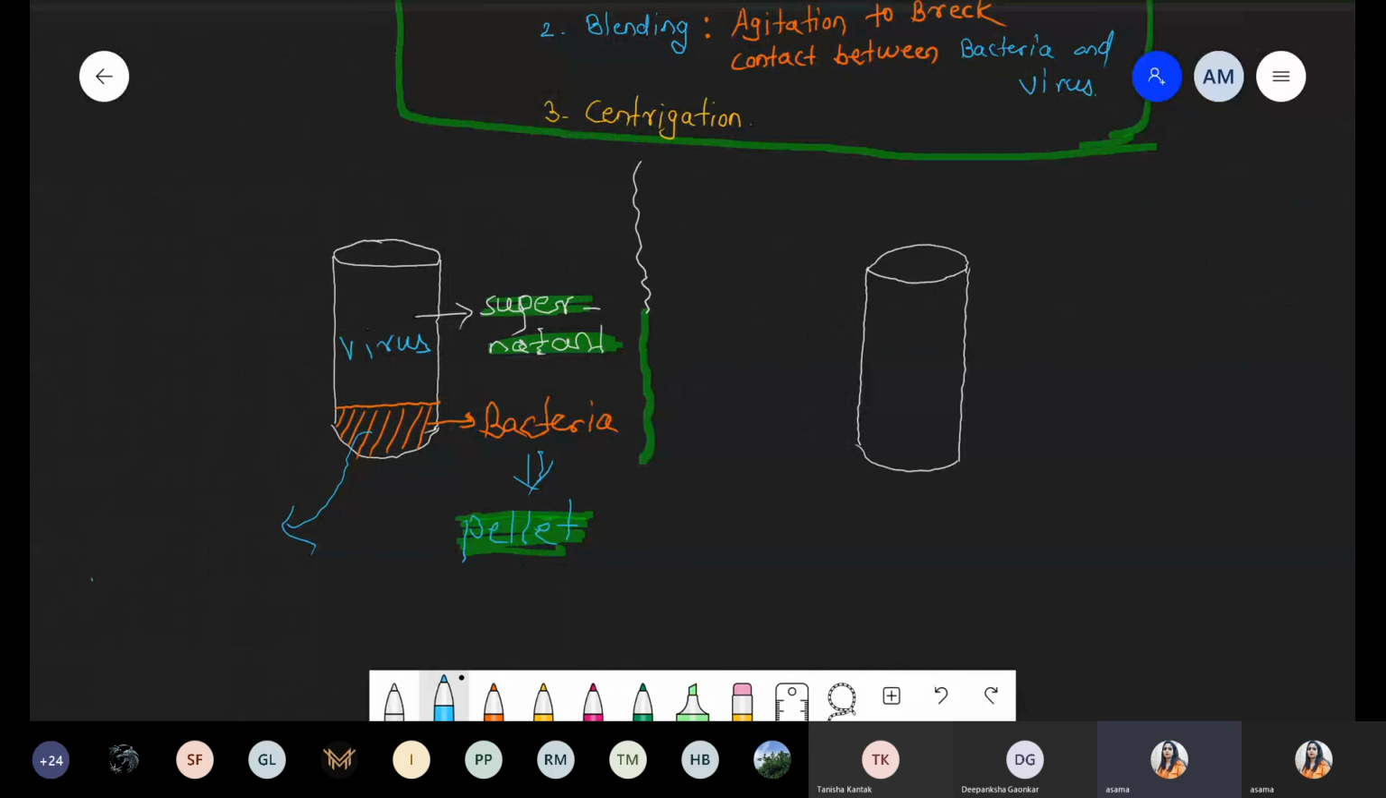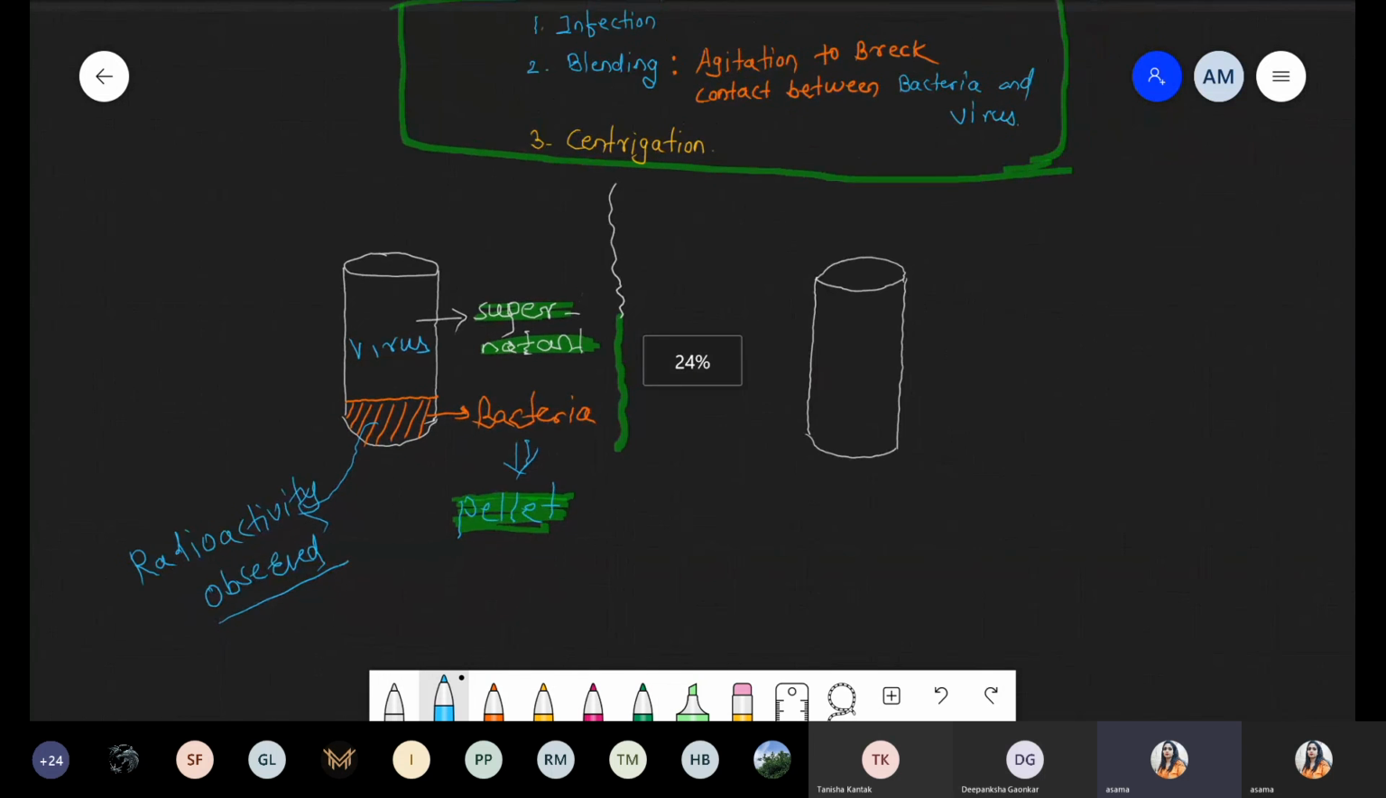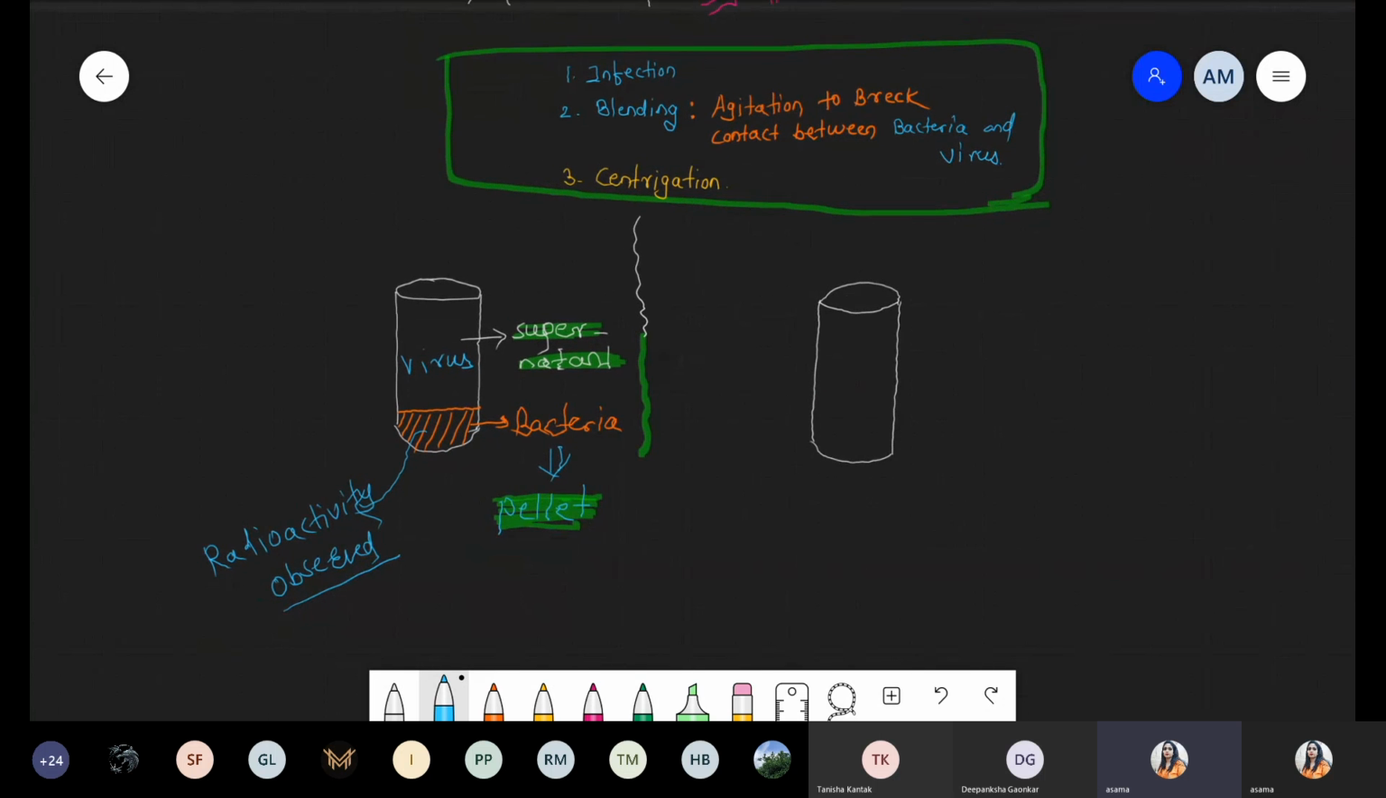So inside this pellet, scientists observed radioactivity. And as we just discussed, the viral DNA entered inside this bacterial body, and that's why that radioactive substance is observed inside the bacterial body, because during the infection process, the virus inserts its genetic material into the bacterial body. Now that viral DNA becomes part of the bacteria, and after the centrifugation process, we observe that radioactive substance inside the pellet, inside the bacterial body.